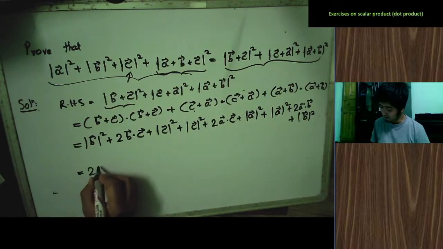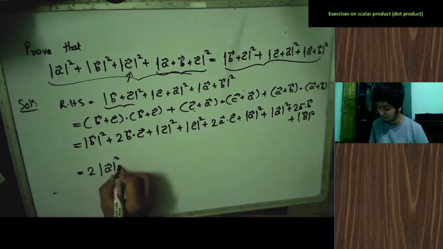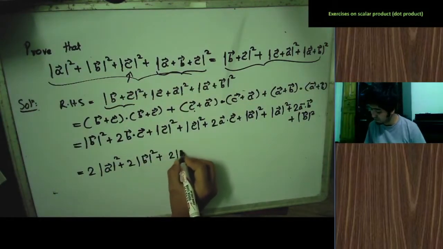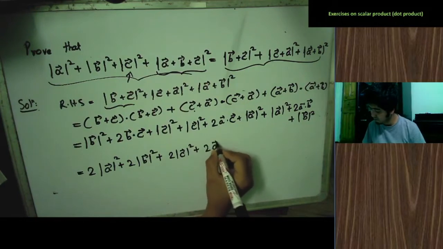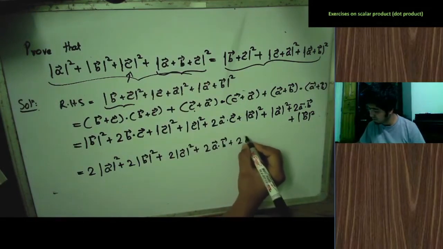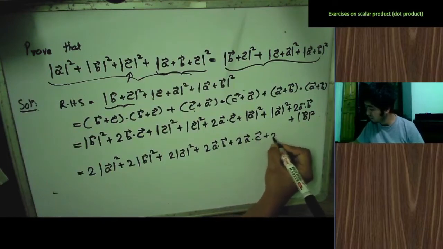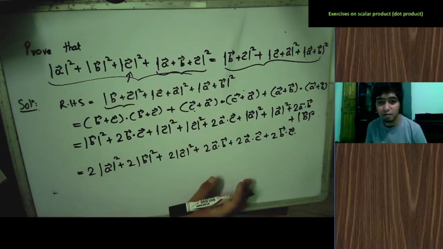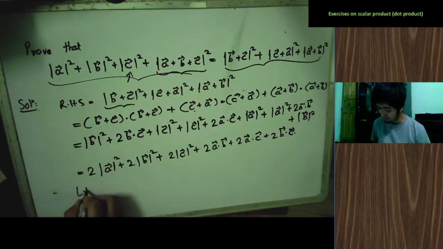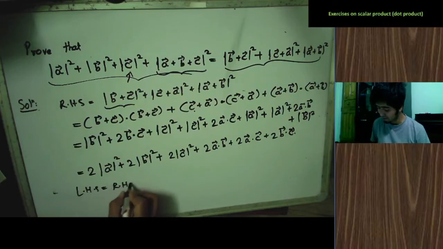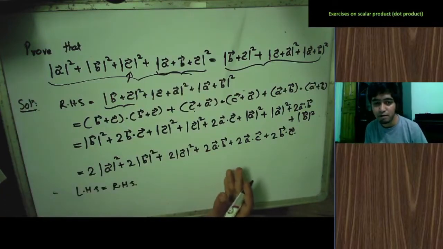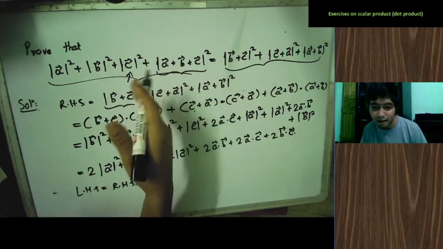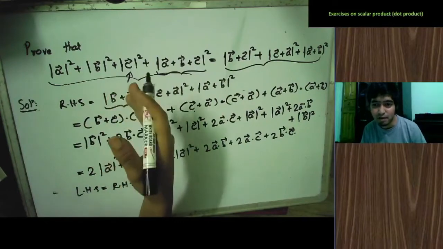So you can see that ultimately it becomes the same thing as the left hand side. So this is what we are having, and then you can conclude that the left hand side is equal to the right hand side, which is what we want to prove. So again, the question looks very complicated, but if you turn it into a dot product, it will become much more simpler.